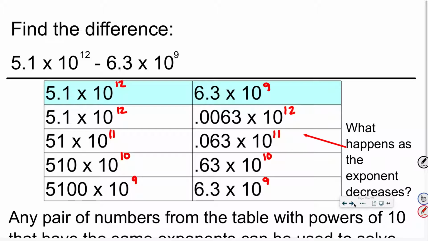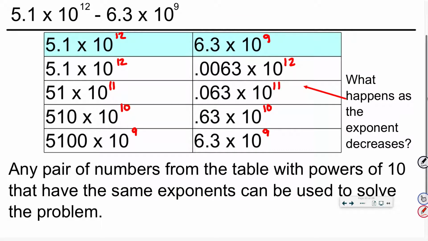So an option that you have would be to create a table such as this. Now, you don't necessarily need a big drawn-out table, but let's take a look at what's happening. On the right side, we have 6.3 times 10 to the 9th. What happens as the exponent goes down from this cell here? As the exponents decrease, what do I notice? Yeah, the base number, that first number, is doing what? It's increasing.